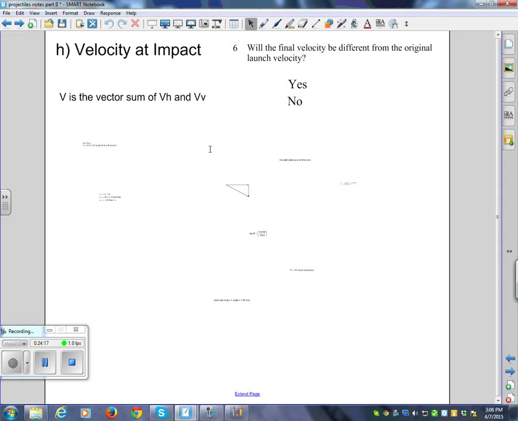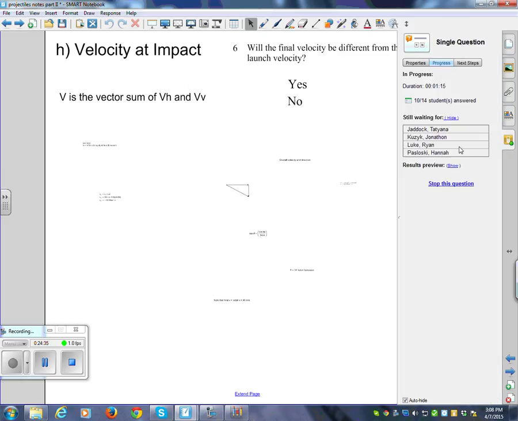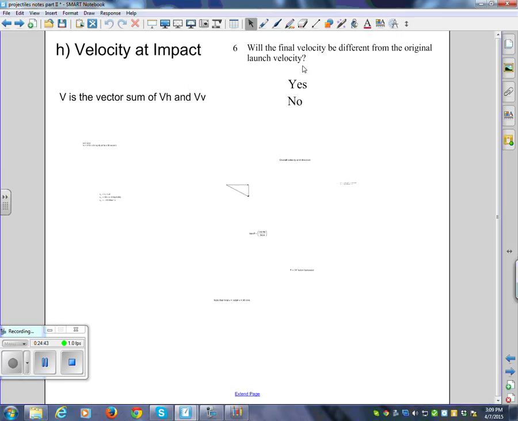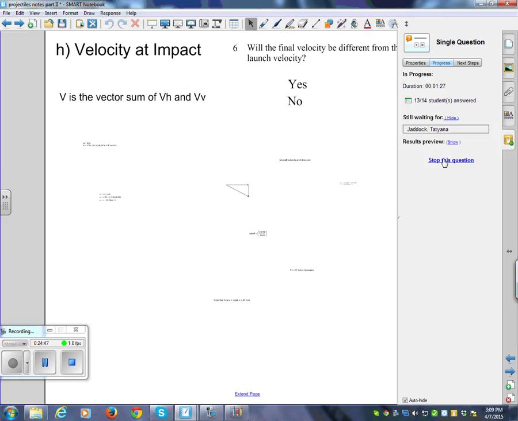Is that time the same? Is the acceleration the same? So the speed at the bottom, the vertical part, should it be the same as the speed going up? Just different direction? Yep, which means what? The whole thing is going to be... Answer yes or no. Will the final velocity be different from the original launch velocity? No. Is that right?